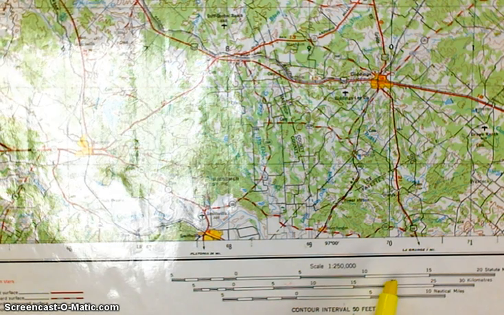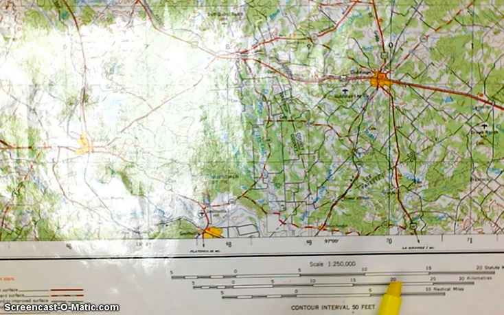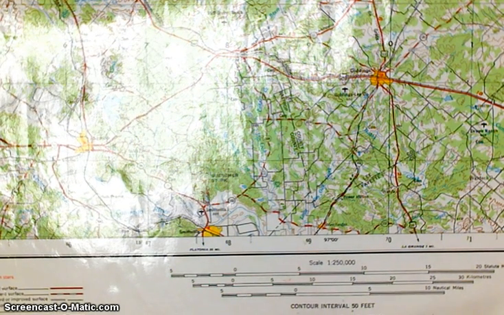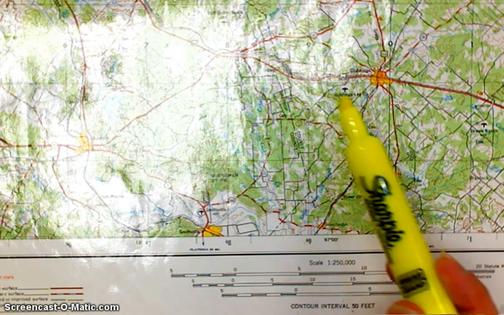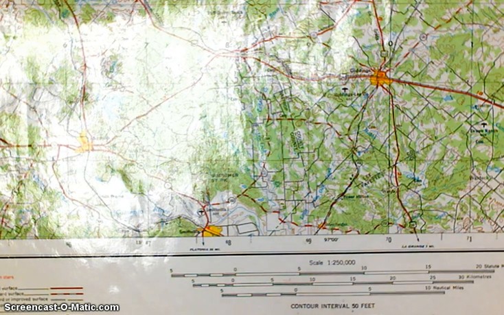Okay. Also, this is a topographic map, so it's showing us elevations. I know it's kind of hard to see because of the glare, but there are a lot of these little brown contour lines. For this particular map, the contour interval is 50 feet, so they're going to give you a contour line every 50 feet.